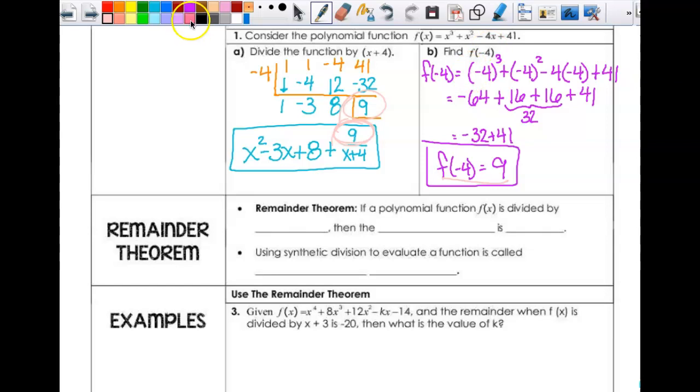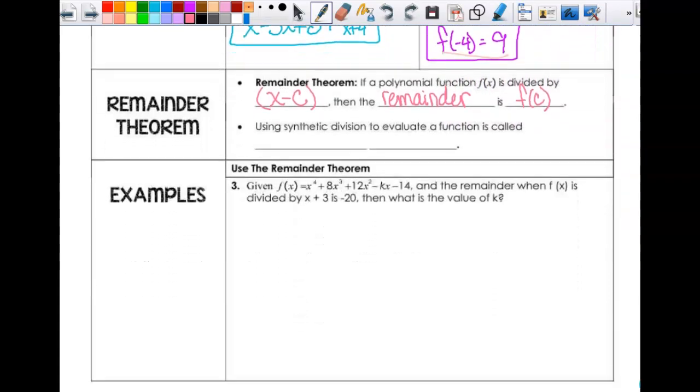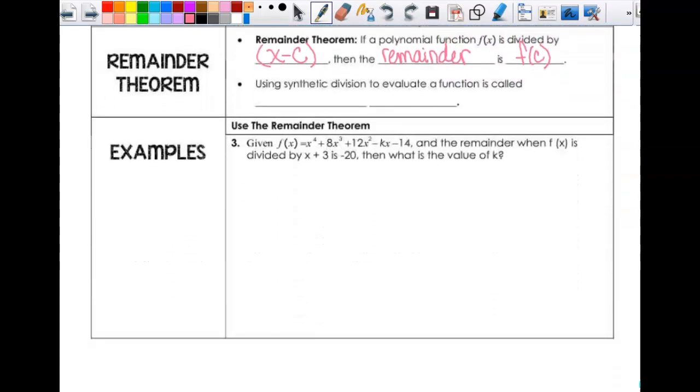So it actually technically says, if a polynomial function f of x is divided by x minus c, then the remainder is f of c. We call it synthetic division because it's like fake division, it's not really division, but it has the same result. So when you use synthetic division to evaluate, it's called synthetic substitution, because you're not technically substituting, but it has the same effect.